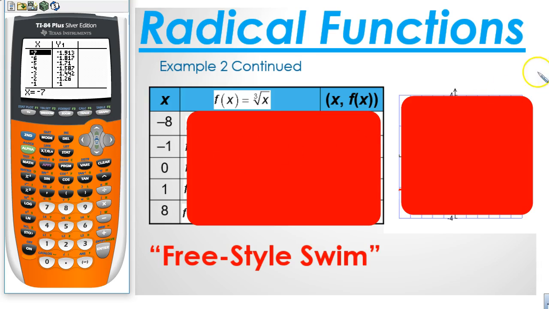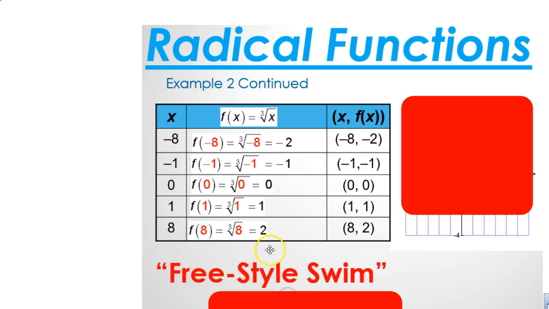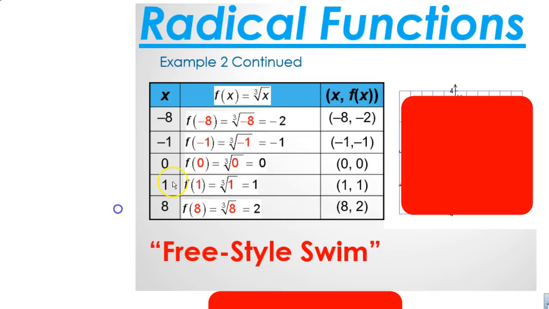And again, as we're getting these points from our calculator, there's a reason I chose for this table -8, -1, 0, 1, and 8, because those are all perfect cubes. So we look at those, we see that when we plug in -8, we get -2. That's a point on the graph. When we plug in -1, the cubed root of -1 is -1. So (-1, -1) is on the graph. You see (0, 0), (1, 1), and (8, 2).